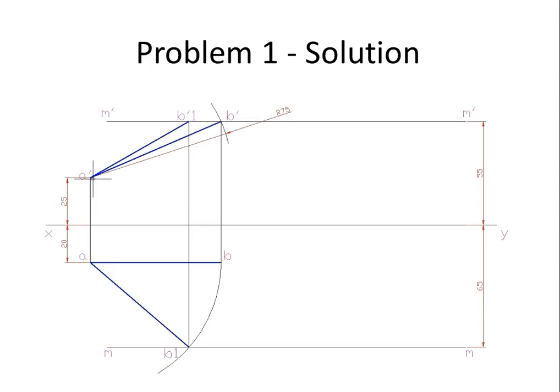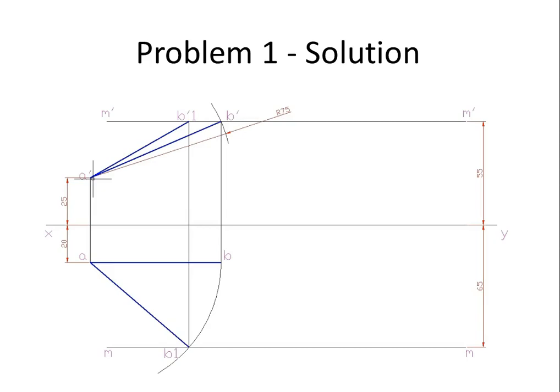So once you have drawn A dash B dash, that is not the final projection. That's only the intermediate stage where we assume that the true length is parallel to VP and inclined to HP. So from there, naturally we project it down and we have drawn AB. And now the next thing we are doing is rotating AB with A as the hinging point.